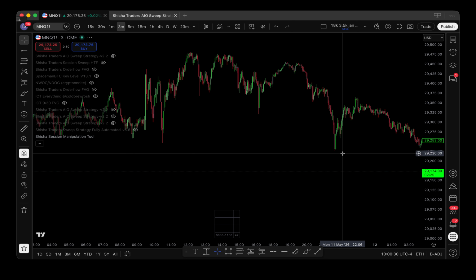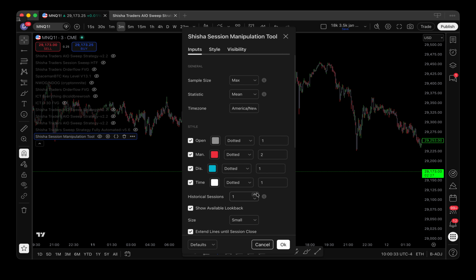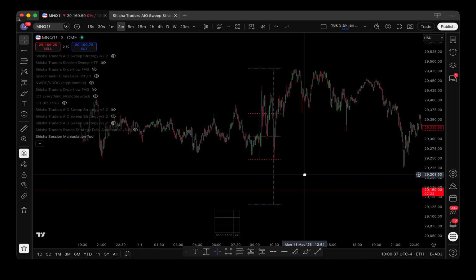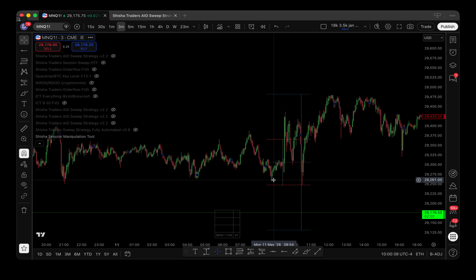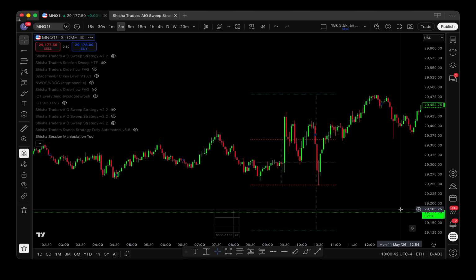Let's see another example. I'm doing this on the 3 minute. I'm not sure if it's really a good idea to do it on the 3 minute, but in conjunction with the sweep strategy, you should have really good results.